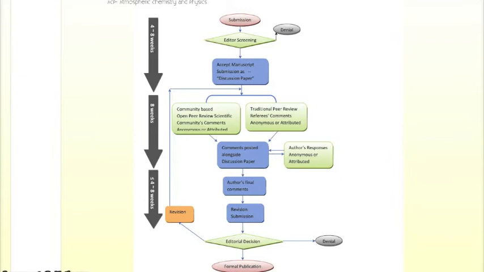Low overall rejection rate of less than 20%. They declared that ACP had already reached and has since maintained the highest ISI journal impact factor in the field of meteorology and atmospheric science, and one of the highest in environmental science and geoscience multidisciplinary.